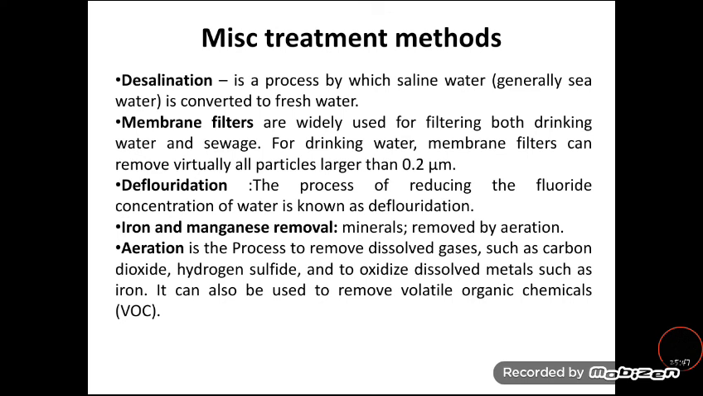Next is iron and manganese removal, which can be done by means of aeration. Aeration is the process which also removes dissolved gases like carbon dioxide, hydrogen sulfide, and all the gases available in the water by supplying an excess amount of oxygen. It oxidizes the dissolved metals such as iron, and it can also be used to remove volatile organic compounds, that is VOCs.